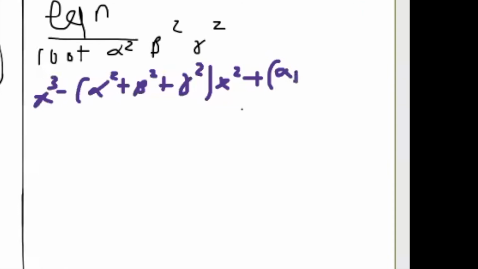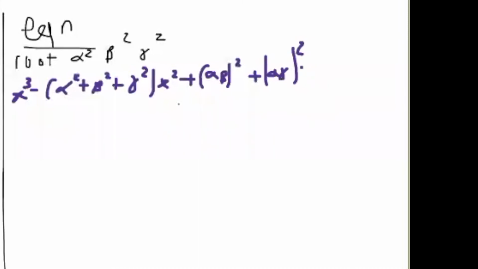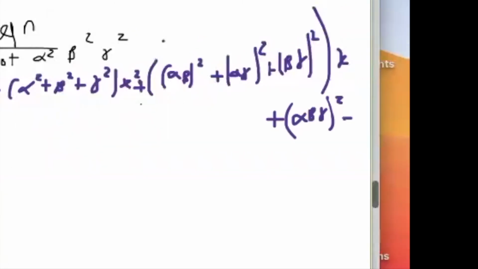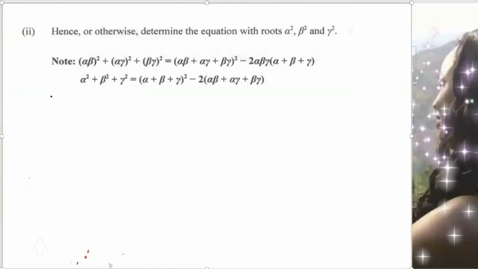And the coefficient of x will be (alpha beta) all squared plus (alpha gamma) all squared plus (beta gamma) all squared. So this represents the coefficient of x. And the final one represents the constant, where the constant will be (alpha beta gamma) all squared, or alpha squared plus beta squared plus gamma squared. So looking at the cubic, I need to find out what is (alpha beta gamma) squared. So that's the first thing that I'm going to find.